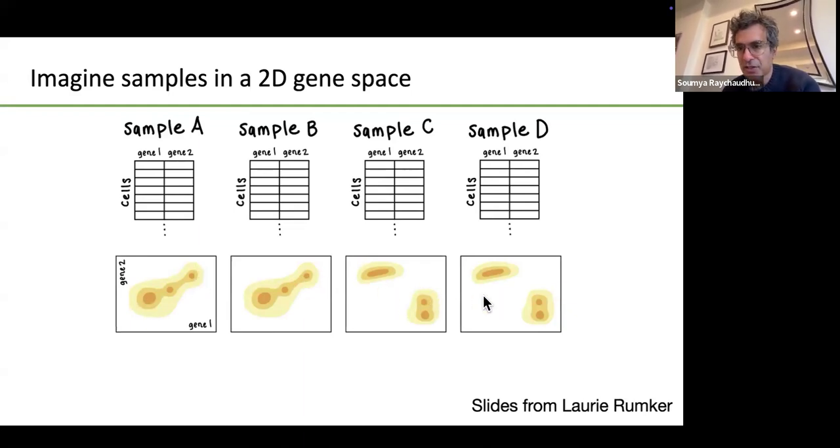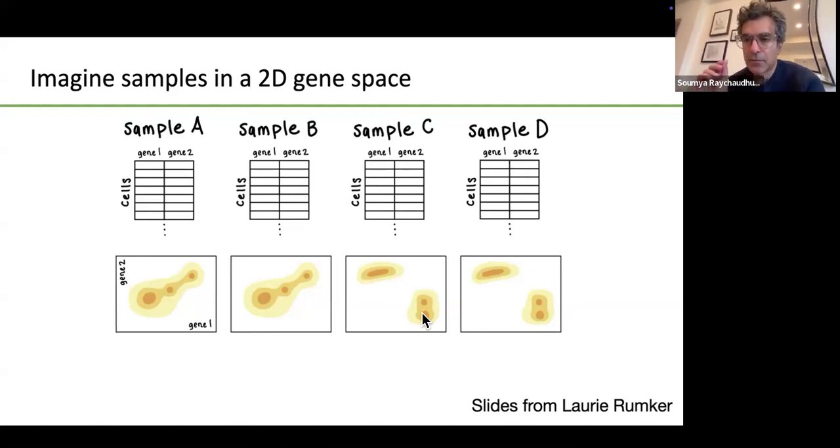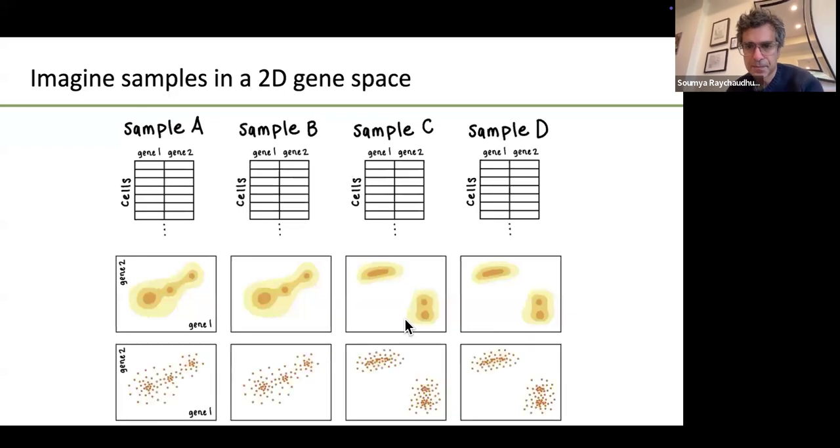For sample C and sample D, you have a slightly different situation. These individuals have cells that are low gene 1 expressors and high gene 2 expressors, and also low gene 2 expressors and high gene 1 expressors. So what you see is that there may be two cell expression programs going on here. And the people who have a lot of these upper right cells also have a lot of lower left cells. And the people who have the upper left cells also have a lot of the lower right cells.